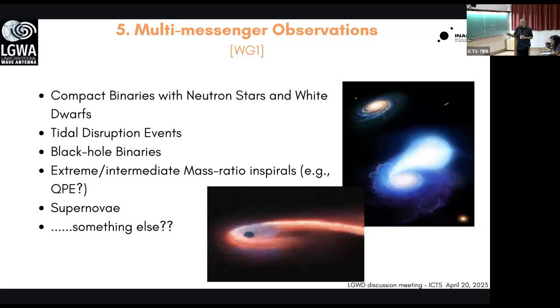Next up is the multi-messenger observation. Here we heard a lot of talk during this conference about the science that we can do with multi-messenger observation, related to binary neutron stars or binary white dwarfs, tidal disruption events, black hole binaries, supernovae, and so on. We just had a nice talk.